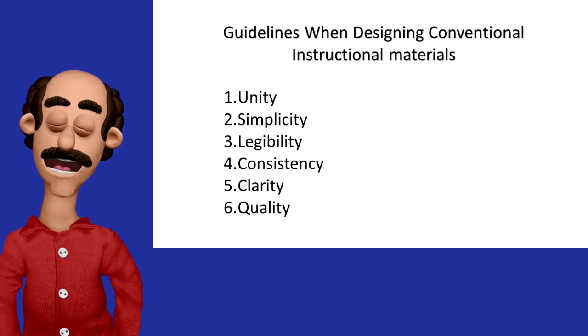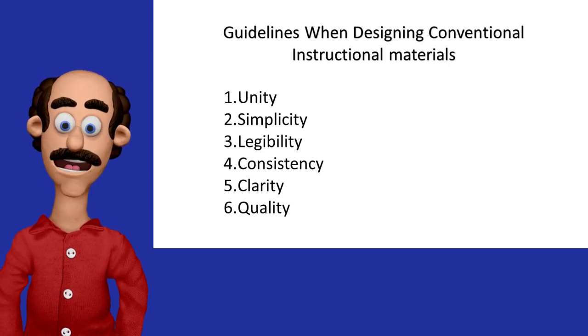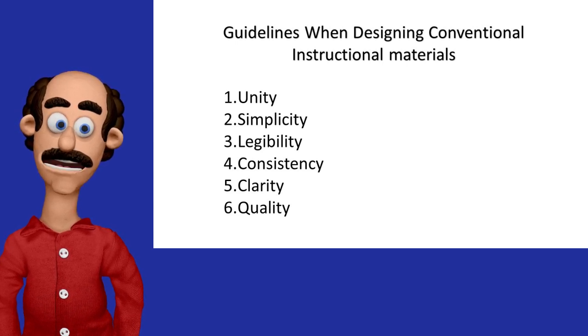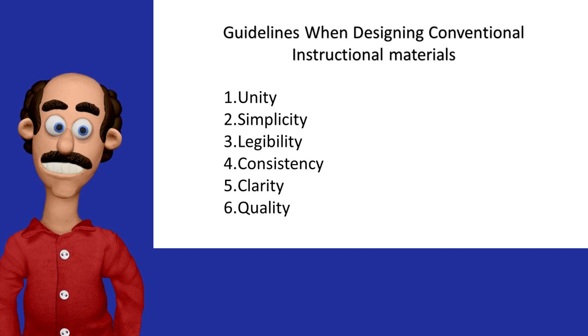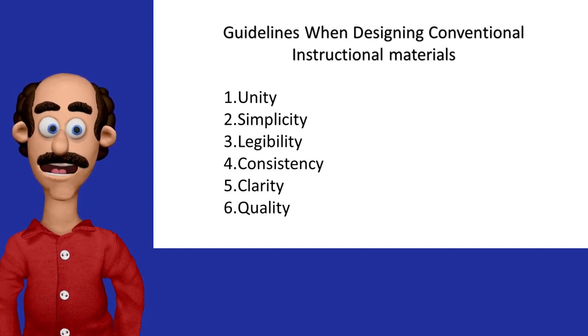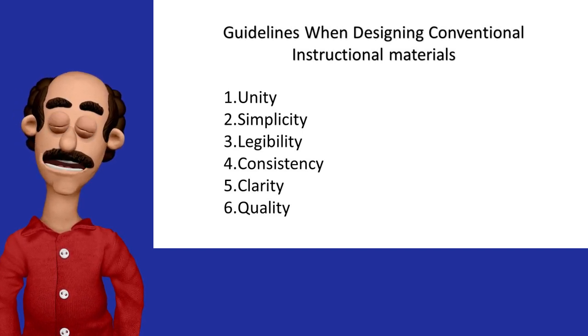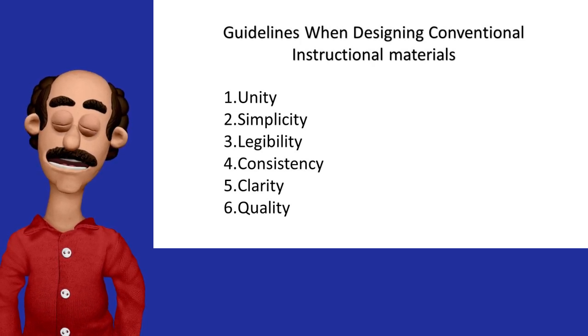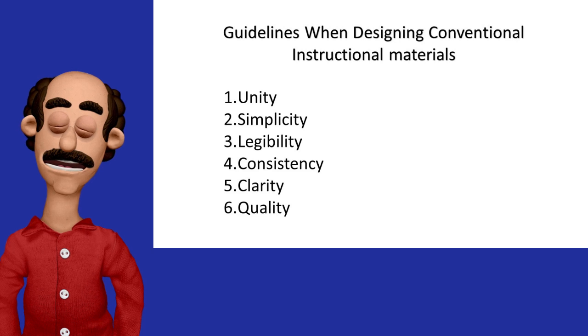Then, we have the guidelines when designing conventional instructional materials. First, unity. Use only one idea for each visual aid and include a headline. The second is simplicity. Make ideas and relationships simple and easy to recall. Avoid cluttering a visual with too many words, numbers, and graphics. The audience should be able to grasp the concept in 10 to 15 seconds. Third, legibility. Make letters big and readable for all in the audience.